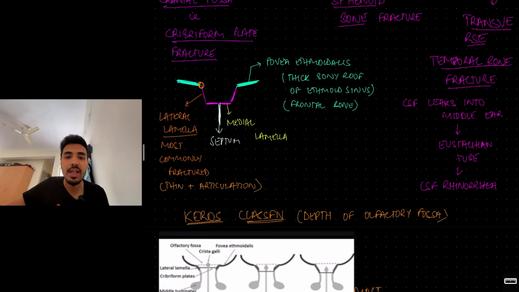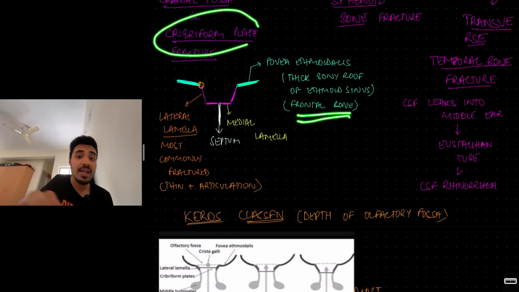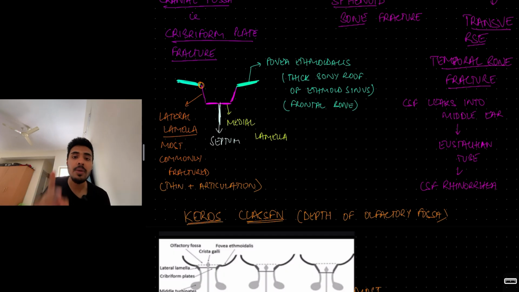What is this fovea ethmoidalis? This fovea ethmoidalis is a very thick bony roof of the ethmoid sinus. It is a part of the frontal bone. Cribriform plate is a part of the ethmoid bone. Remember, cribriform plate is a part of the ethmoid bone. This fovea ethmoidalis, which forms the roof of the ethmoid sinus, is a part of the frontal bone. This is a very thick bone. It does not get fractured easily. No, the cribriform plate is what gets fractured.